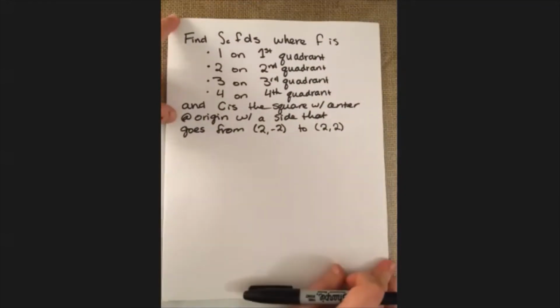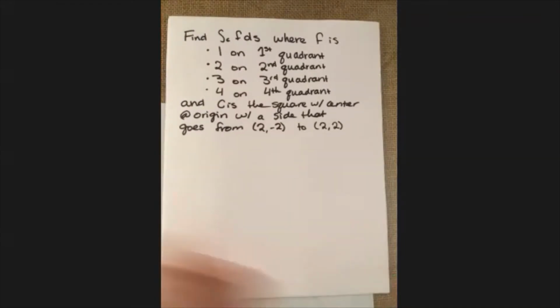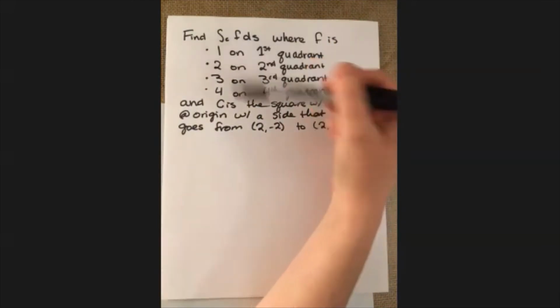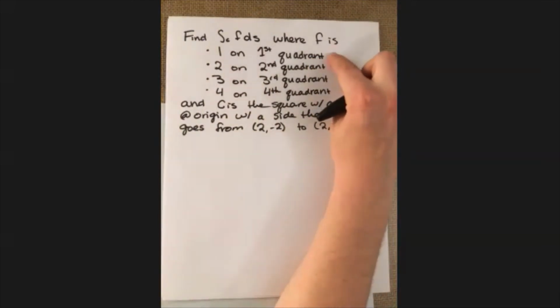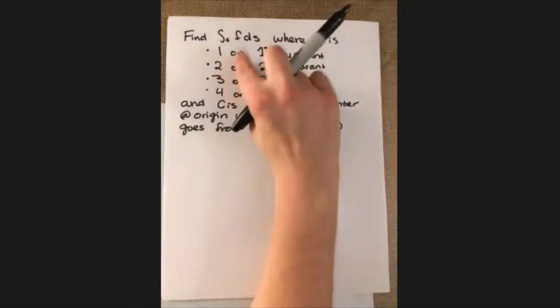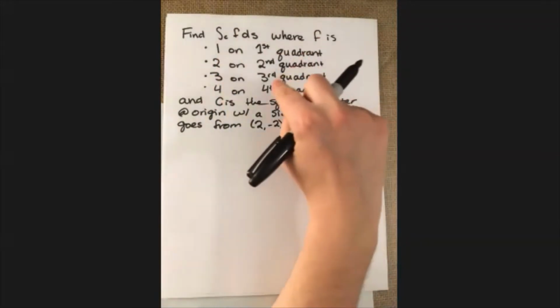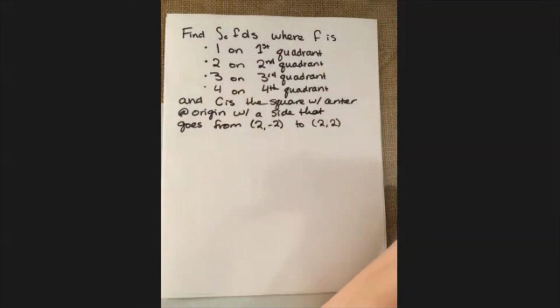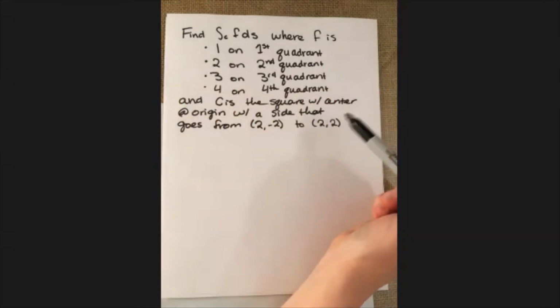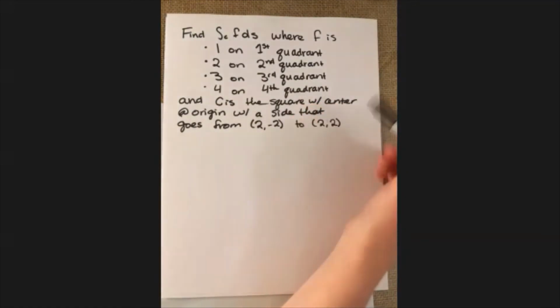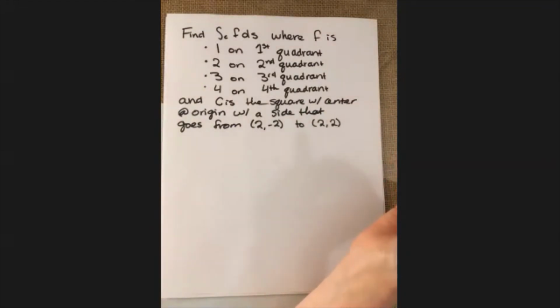All right, now I have my one last example, and this one's a little bit more involved. For this one, we're still going to find a contour line integral. And f is going to take on 4 different values. When it's in the first quadrant, it's going to be equal to 1. In the second quadrant, it's going to be equal to 2. In the third quadrant, it will be equal to 3. And in the fourth quadrant, it is equal to 4. The curve that I'm looking at in this case is a square that has its center at the origin, with one of the sides being along the line segment from (2, negative 2) to (2, 2).